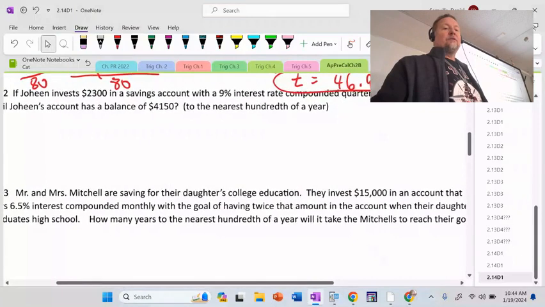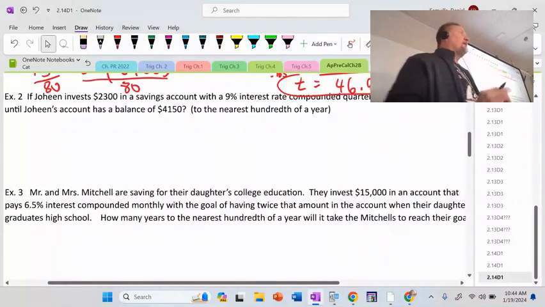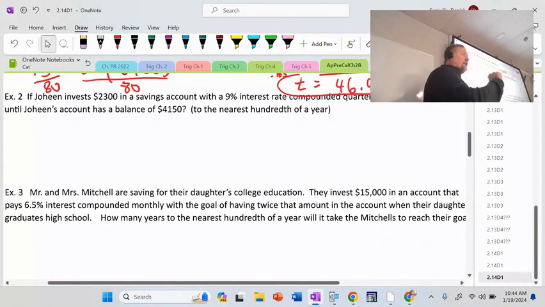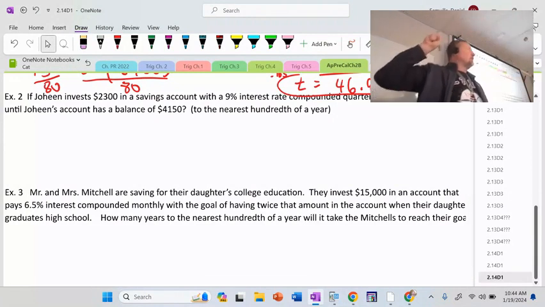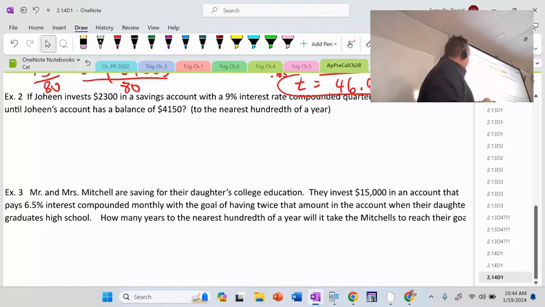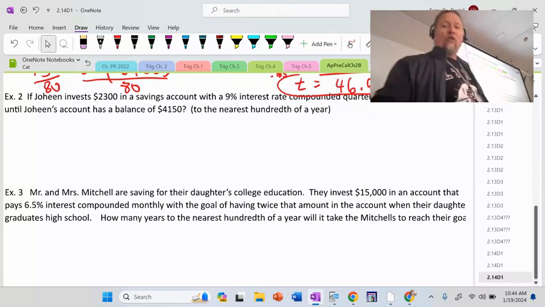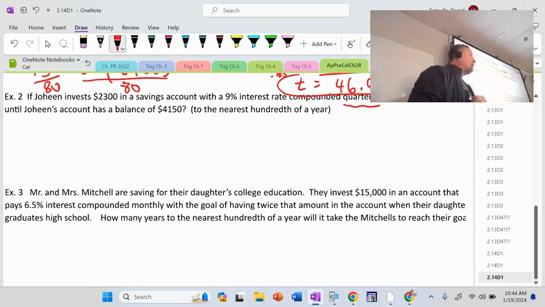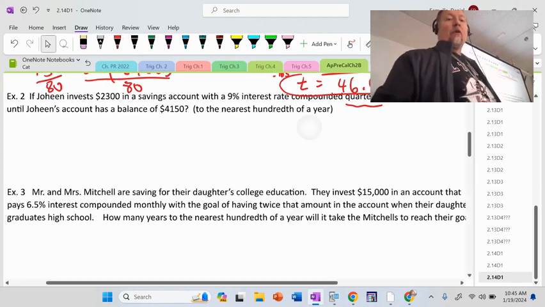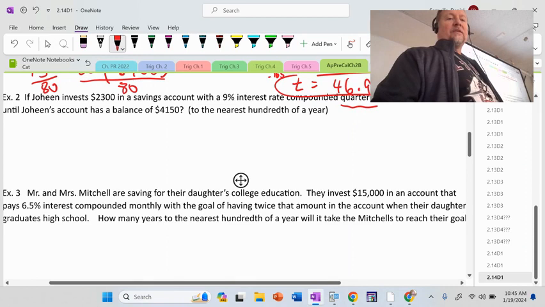No one cares. Here's what your job is. You don't have to have those memorized. They'll be listed in some way on your test. You just need to access the right formula. So when I look at this, which formula am I using when it says compounded quarterly? Am I using the E formula or the N formula? N. What's quarterly? It's 4.